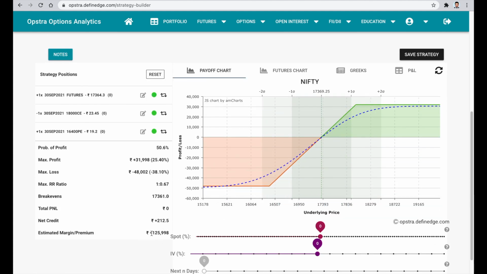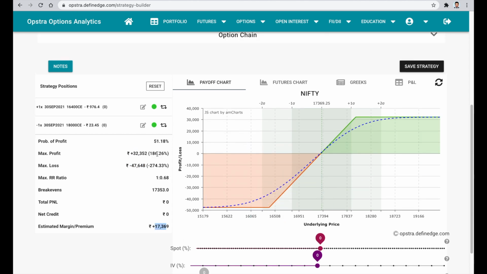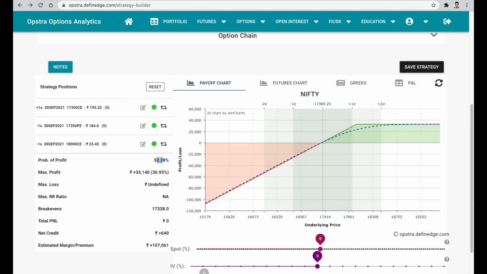So your estimated margin of premium still remains 125 because of your futures. You are using the futures over here, that is the reason. And then you have the same payoff. So here is the 48,000 loss, and here is the 31,000 profit, but this is only 25%, whereas in this it is 186%. So at a very low margin you can put the futures trade with a defined risk.